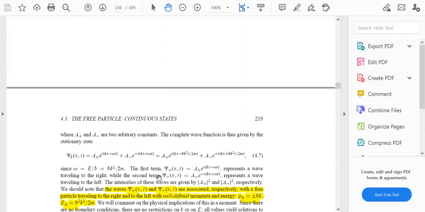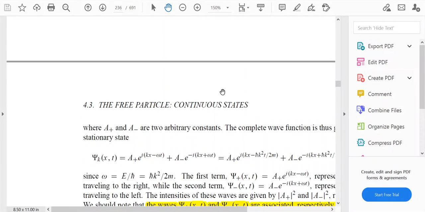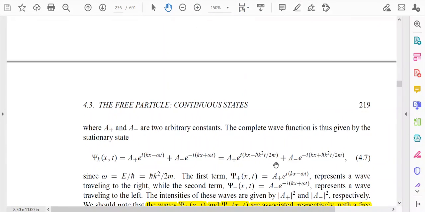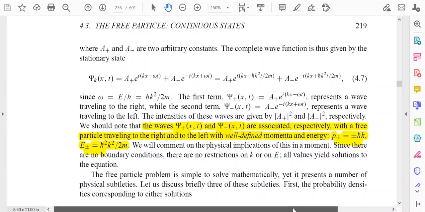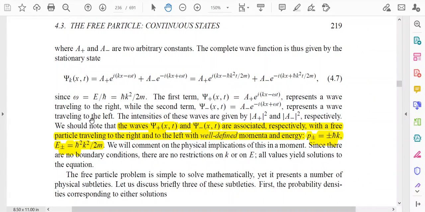Now the first term we write as psi plus (x,t), and this is equal to A plus e to the power i(kx minus omega t). What is the implication of this equation? This equation represents a wave traveling to the right, while the second term, psi minus (x,t), is equal to A minus e to the power minus i(kx plus omega t), and that actually represents a wave traveling to the left.